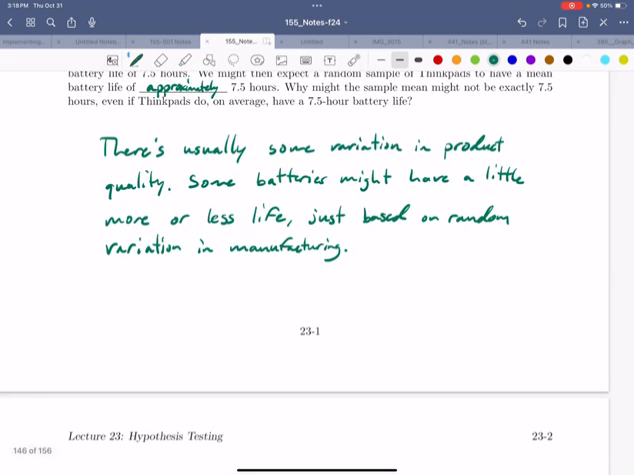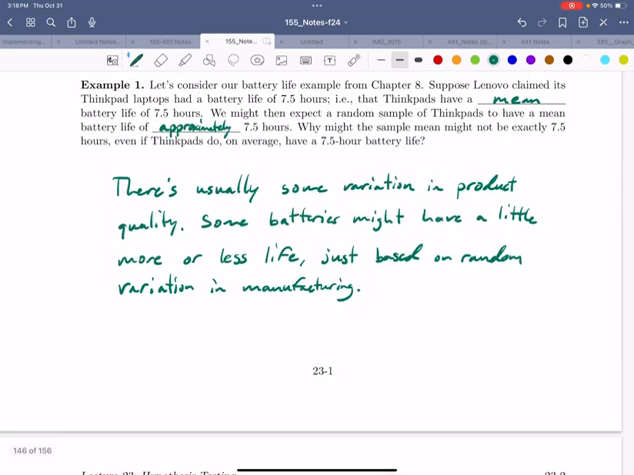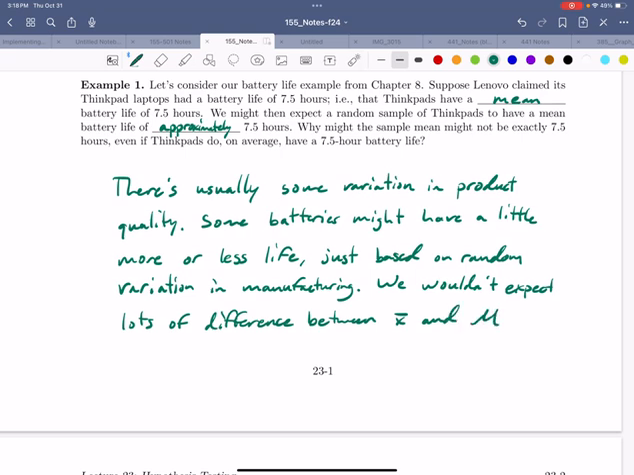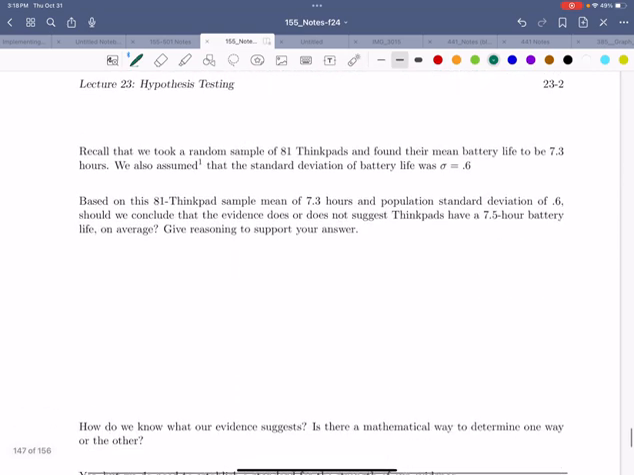Now, that said, we wouldn't expect huge deviations from the mean, especially when we took a sample mean of a large number of them. So I'm just going to write that down. We wouldn't expect lots of difference between our sample mean or our point estimate x bar and the population mean mu. Some, but not much, and less as the sample size grew and grew, assuming, of course, that it's a random sample.